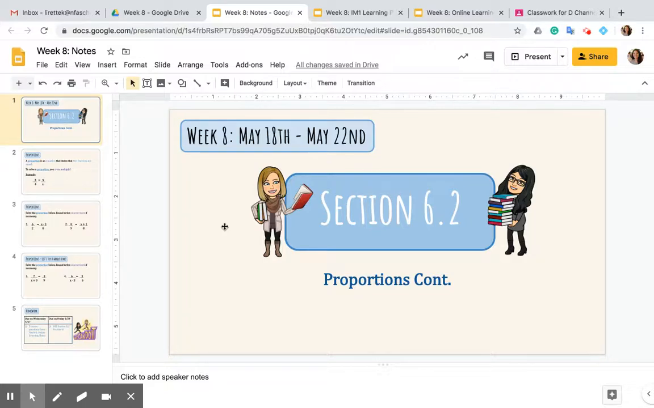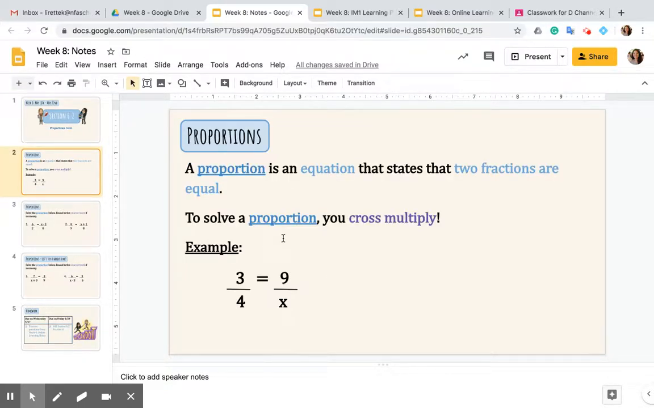But in any case, let's go ahead and dive into our final section. I think we're just going to continue with proportions from last time. We're going to expand upon them and make them a little bit harder, but it's not going to be anything too bad. So as a reminder, a proportion is just an equation that's taking two fractions and saying that they're equal. And we can solve it by cross multiplying.